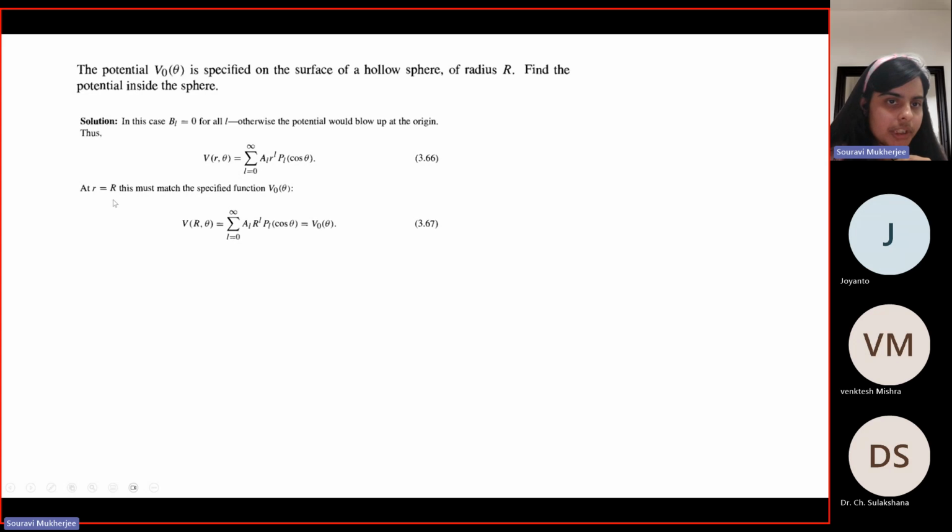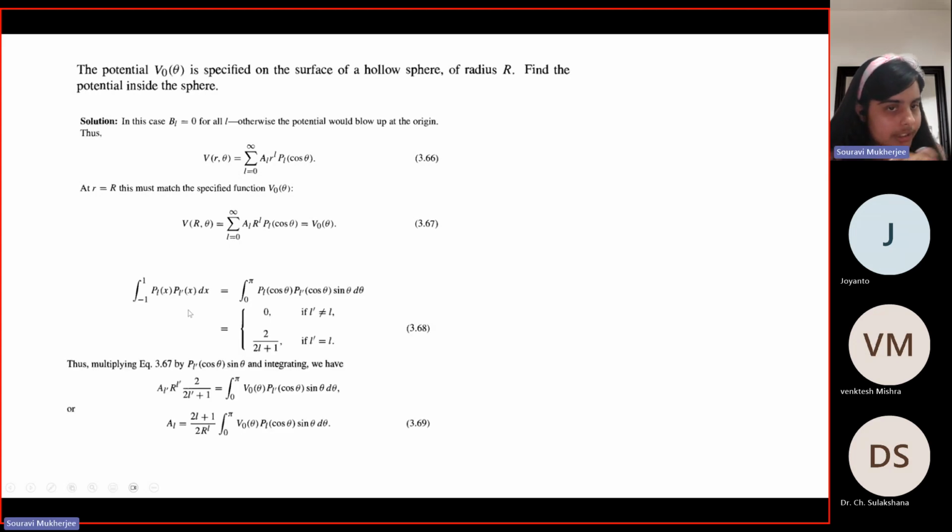Now, putting R equal to capital R, we know that the potential is equal to V0. So this is our boundary condition. Now we'll again use the orthogonality relation for Legendre polynomials, and this is the orthogonality relation. If you do that, that will give you the expression for the values of the coefficients AL. So now if you put the expression of AL in this general form, that will give you the potential.